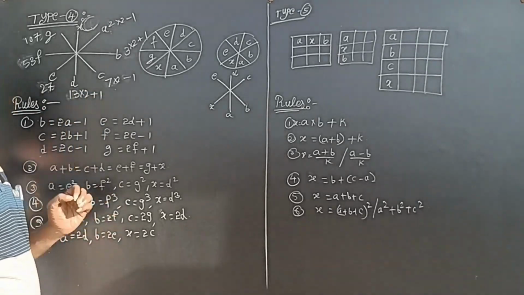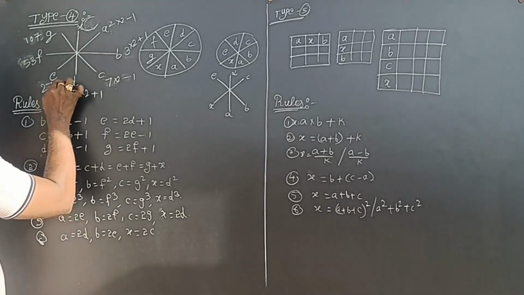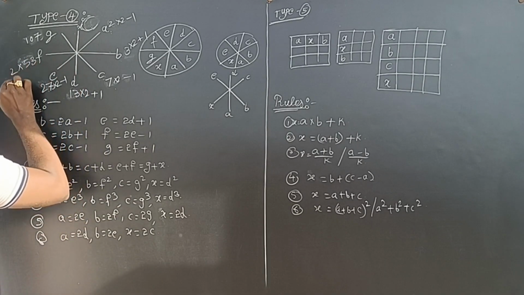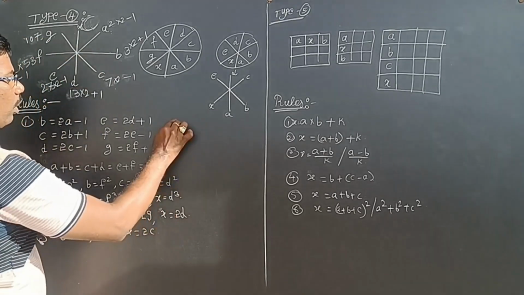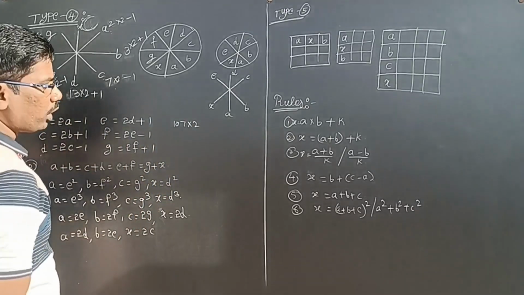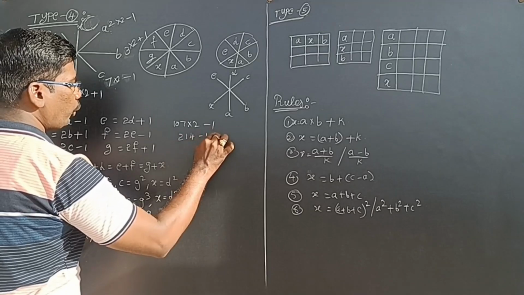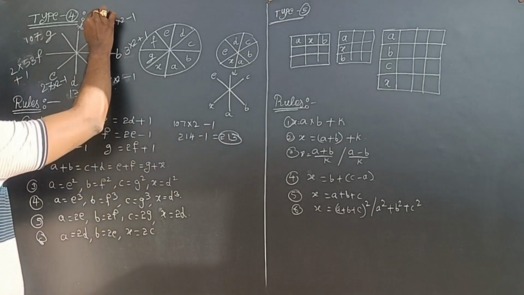Means into 2 plus 1, into 2 minus 1, into 2 plus 1, into 2 minus 1. See, 27 2s are 54 minus 1, 53. 53 2s are 106. 106 plus 1, that is 107. Our answer will be 107 into 2. Plus 1 is completed before that. Now we have to do minus 1. Means 214 minus 1, 213 is our answer.